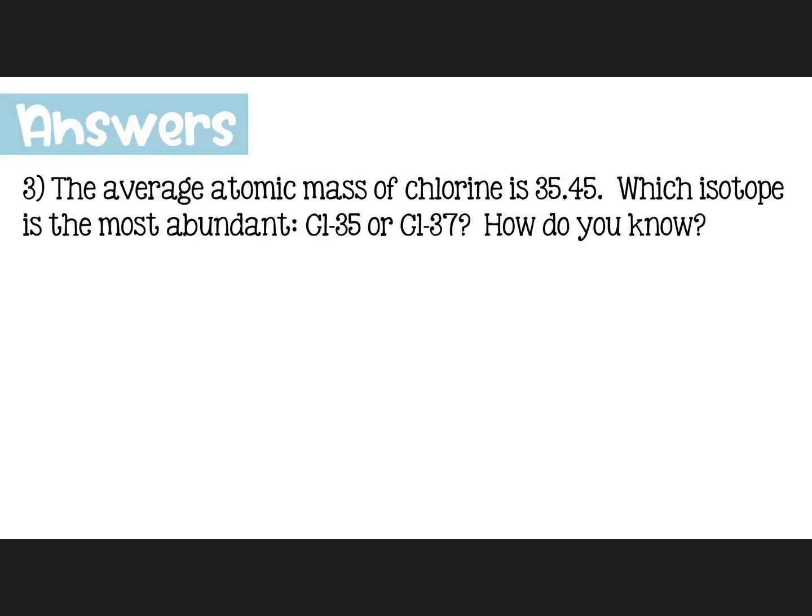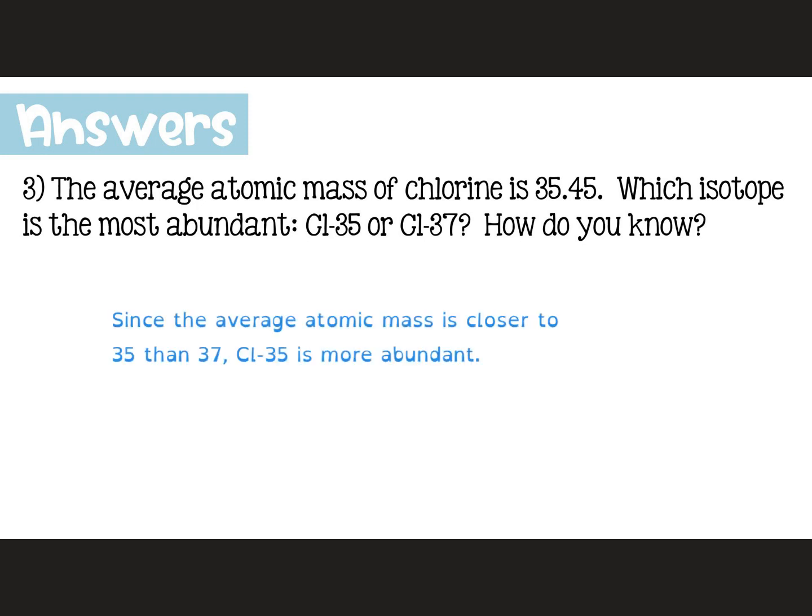The average atomic mass of chlorine is 35.45. Which isotope is the most abundant, Cl35 or Cl37, and how do you know? Well, notice how the average is closer to 35 than 37. That means that you'll have more Cl35 isotopes than Cl37, and Cl35 is the more abundant.